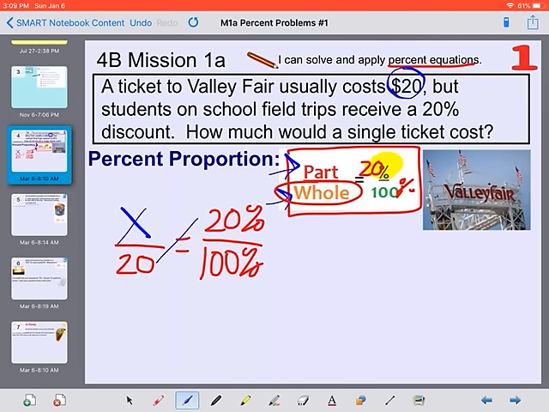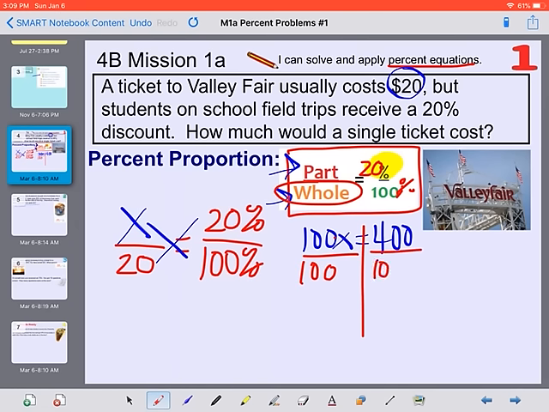So we can cross multiply. X times 100 is 100x. 20 times 20, you can use your calculator. It's going to give us 400. And then if we solve this, the opposite of multiplying by 100 is dividing by 100. 100 over 100 is just 1x, or just x. And 100 goes into 400 4 times.